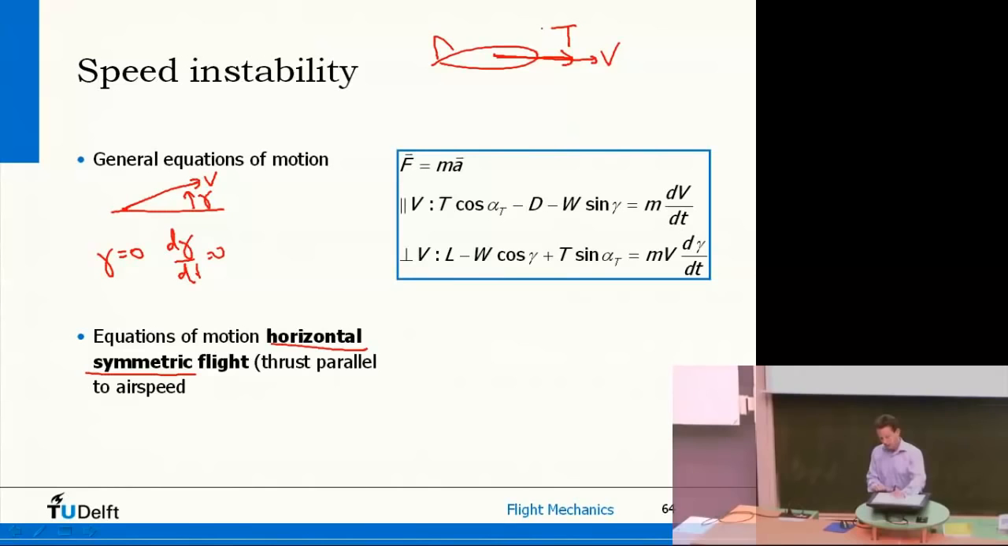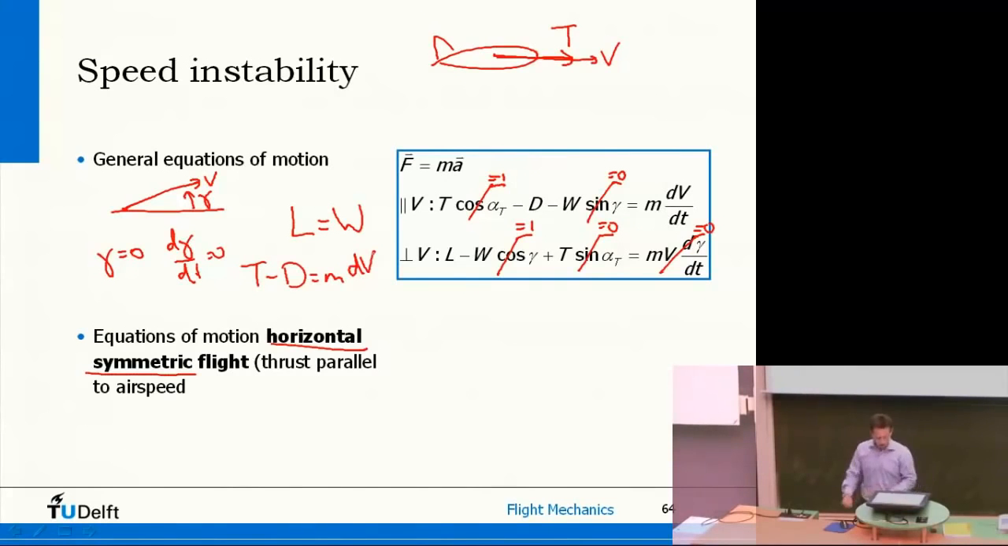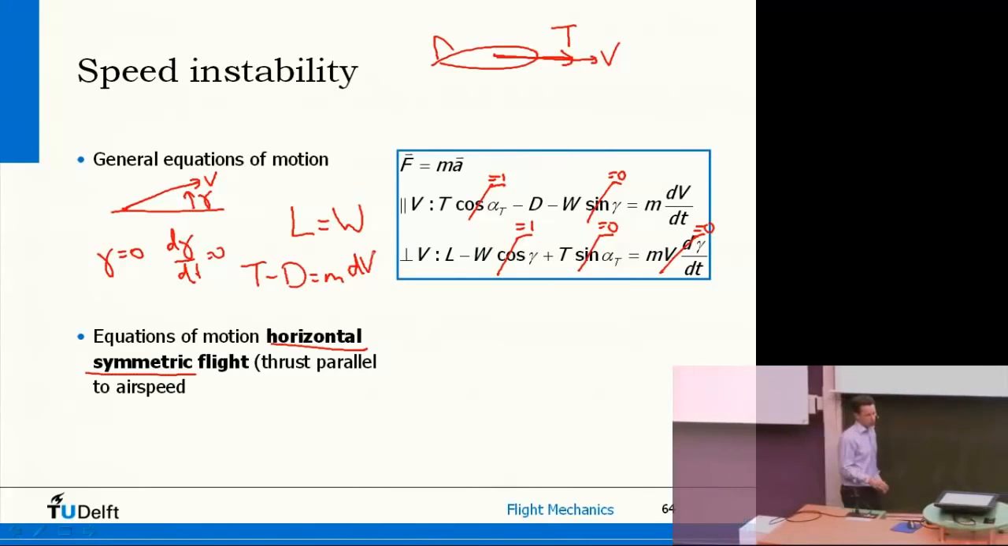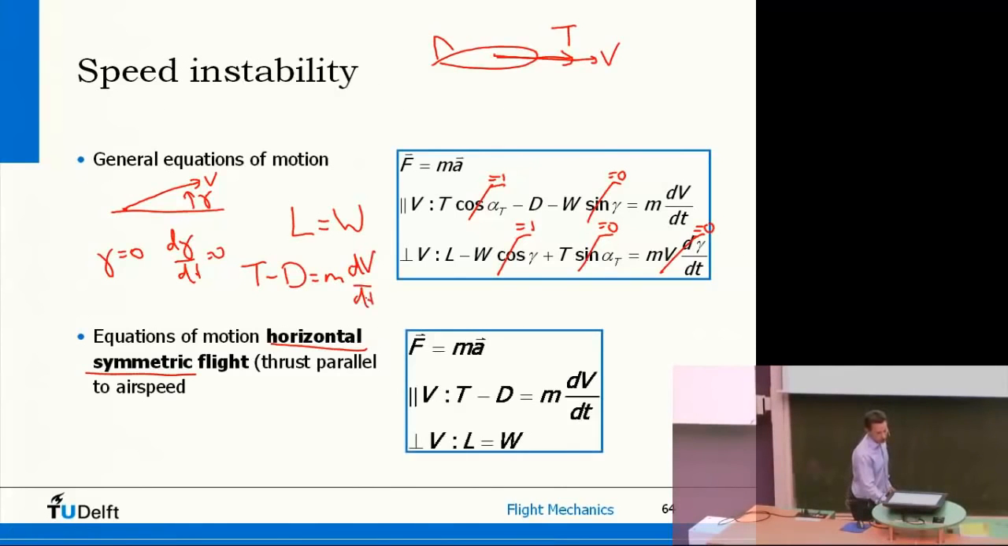So if I take these equations, and this is 1, this is 0, 0, 1, and 0. So all this says is, okay, lift is equal to weight, and thrust minus drag is m dV/dt. So basic physics, if you have more thrust than drag, you start to accelerate. If you have less thrust than drag, then you start to decelerate. Nothing special here.